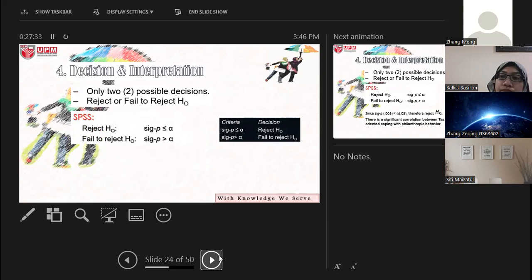The conclusion is based on our null hypothesis, not on our research hypothesis. We are not saying in our conclusion that we are accepting our research hypothesis. Tak ada kita tak cakap macam tu. We just say that we reject or fail to reject the null hypothesis. Okay?